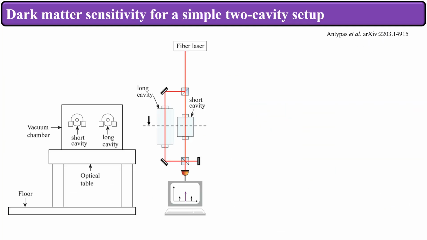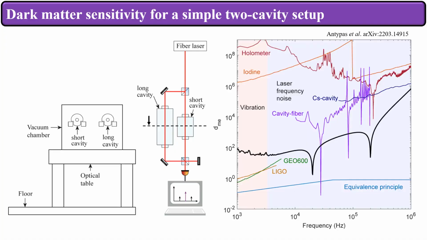Here's a simple optical layout and its section view. The thick black curve shows its dark matter sensitivity compared to other experiments. At lower frequencies, denoted by this colored region, we're limited by vibrations. On the right, we're limited by laser frequency noise. I'll show you a series of upgrades to this simple setup that can bring this curve considerably lower.